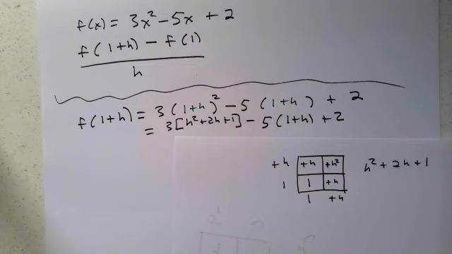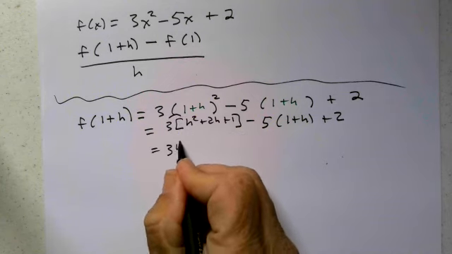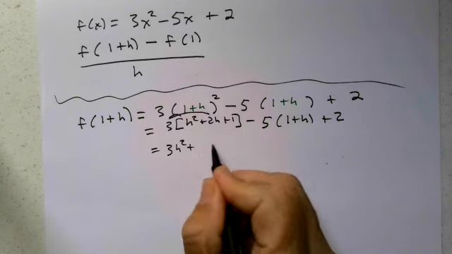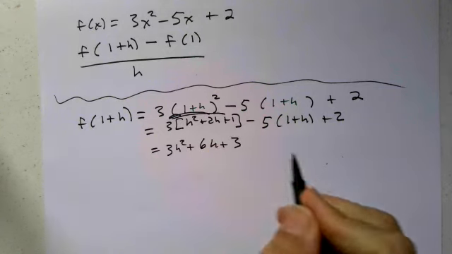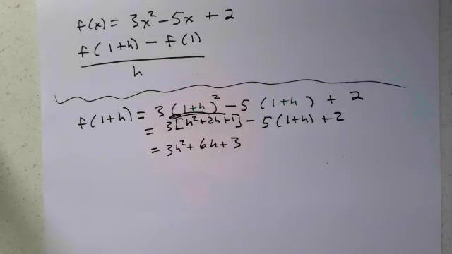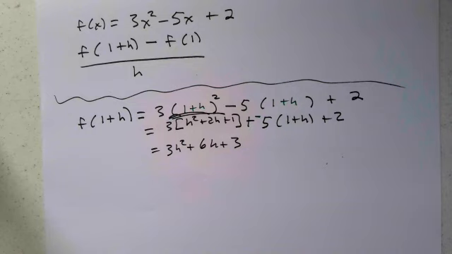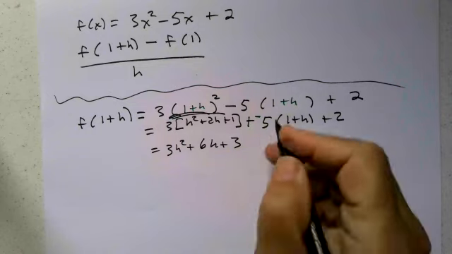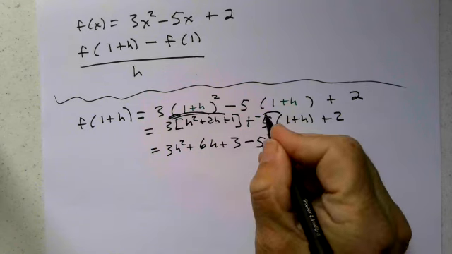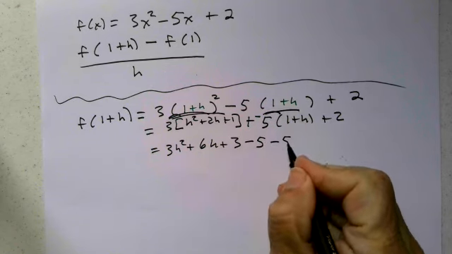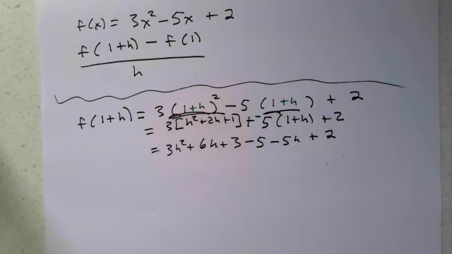Now let's distribute and see what we get. 3 times h squared is 3h squared, plus 3 times 2h is 6h, plus 3 times 1 is 3. Again, with the minus 5, I like to make that plus negative just so I can see how this is behaving. So we have negative 5 times 1 is negative 5, negative 5 times h is minus 5h, plus 2.